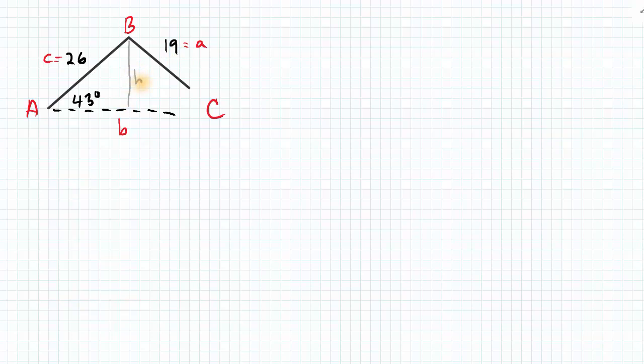So the first thing I'll do is figure out, using right triangle trig, and we can use right triangle trig here because this triangle is a right triangle. So let's go ahead and calculate the height of that mysterious triangle. We know that sine of 43 degrees will be opposite over hypotenuse. So that will be h over 26. And that tells us that h is equal to 26 times sine of 43 degrees.